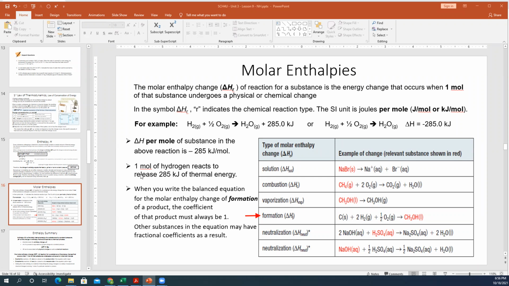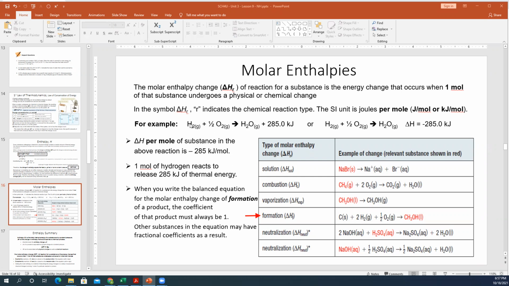And here we have 1 mole of hydrogen reacting to release 285 kilojoules of thermal energy. So when we write a balanced equation for this molar enthalpy change of formation of a product, the coefficient of that product must always be 1. So if this was the molar enthalpy change for the formation of water, for example, we have to make sure that the coefficient here in front of water is 1, as it is in this case.